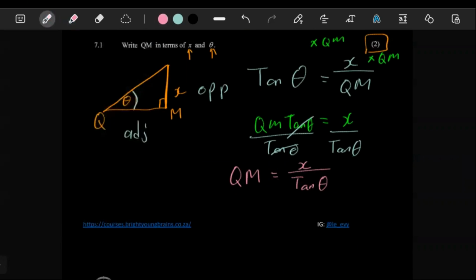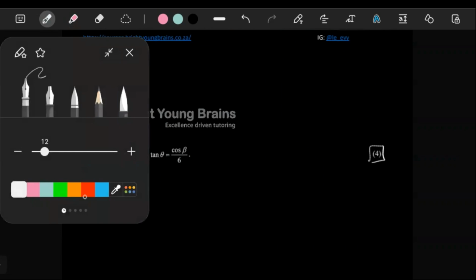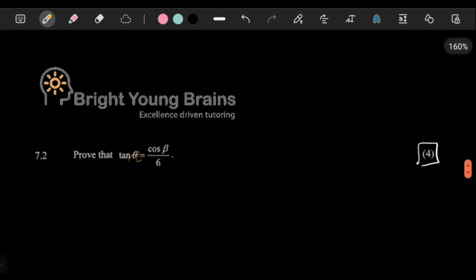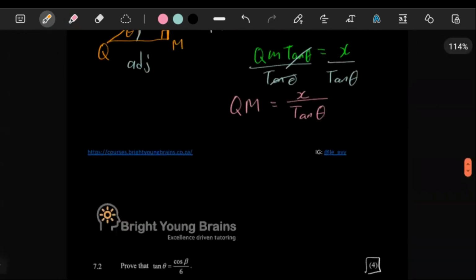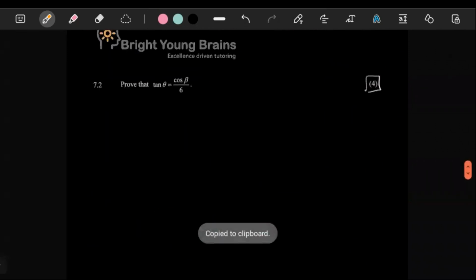So for 4 marks here, let's see. What does this mean now? It says prove that tan theta is equal to cos beta over 6. With the next question here, you always have to look at what is in your sketch, what have they asked you to work out?